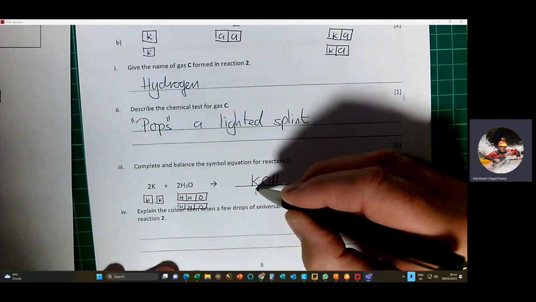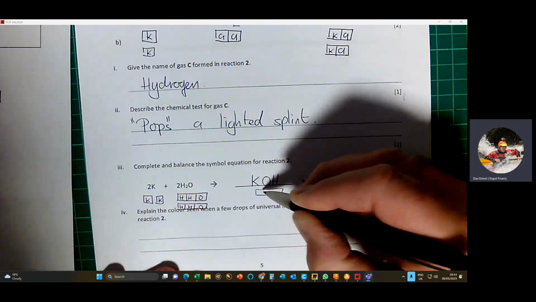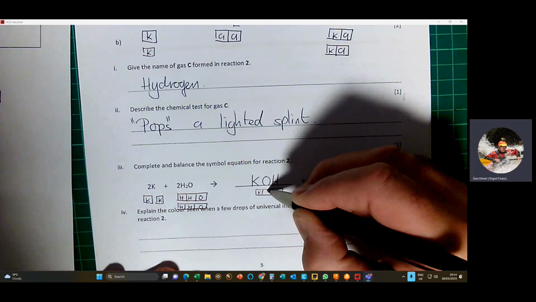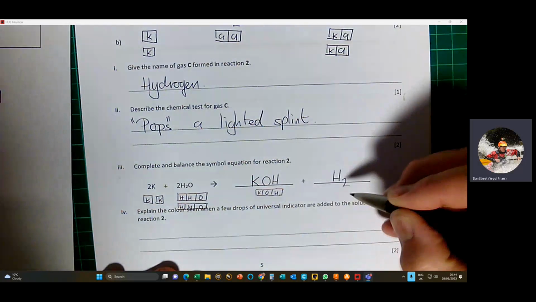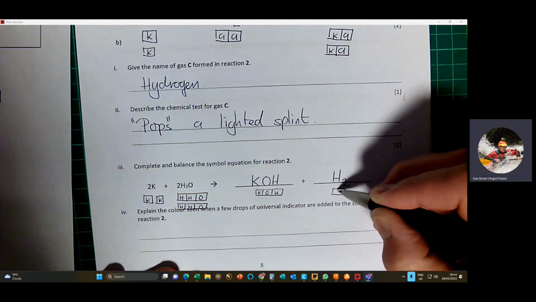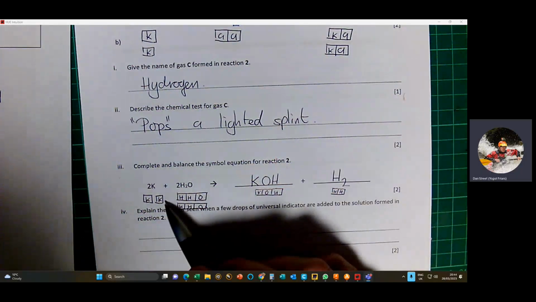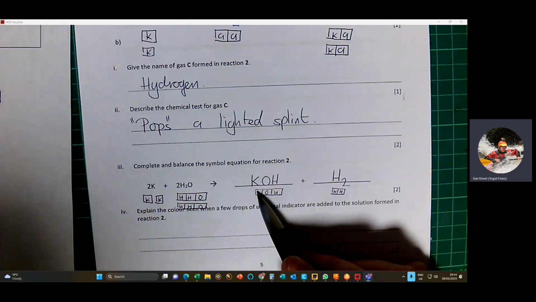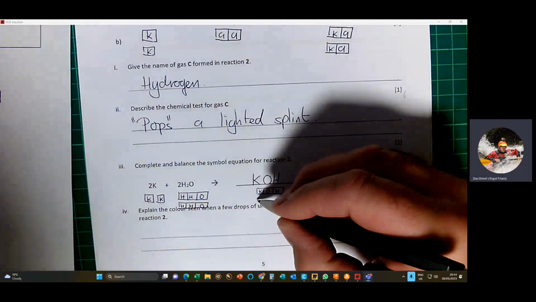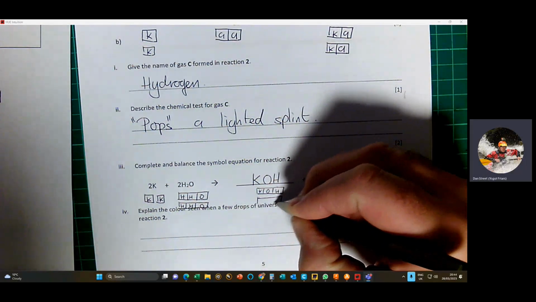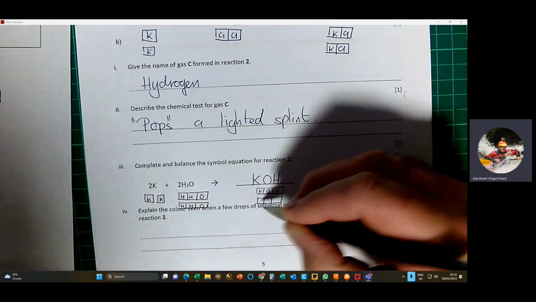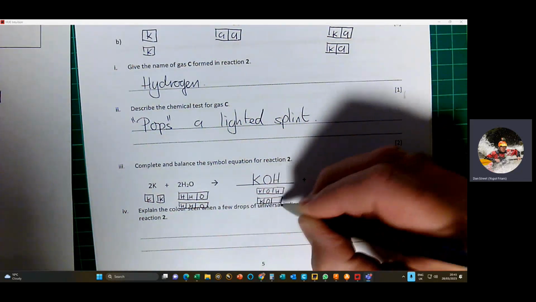Okay, we know that this is KOH, so we need to write down KOH, and this is H2, so that's just 2 H's. So at the moment, we've got 2 potassiums, but only 1 potassium here. So to make that balance, we need to add in an additional KOH, because that's the only compound in which K appears on this side of the equation.